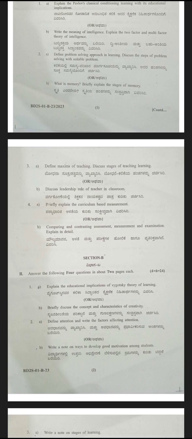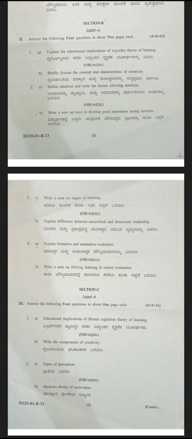Second bit, A: Define attention and the factors affecting attention. B: Write a note on ways to develop good motivation among students. Third bit, A question: write down a note on the stages of learning. B: Explain the difference between autocratic and democratic leadership.